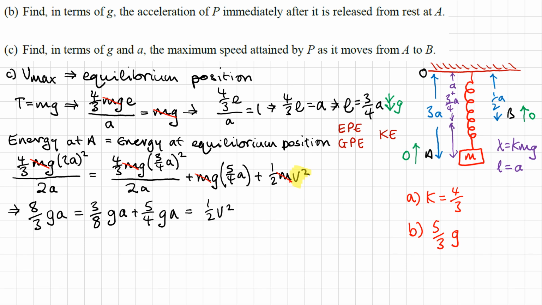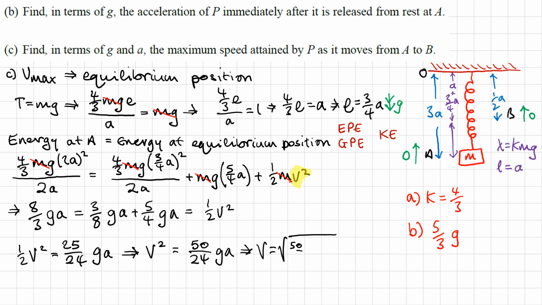Right, let's start rearranging it to make v squared the subject, or v the subject. So you've got half v squared, and that's going to equal 8/3 ga minus 3/8 ga minus 5/4 ga. Doing that leaves us with 25/24 ga. Then we'll multiply both sides by 2, so v squared is going to give us 50/24 ga, and lastly we'll square root both sides, so v is the square root of 50/24 ga.